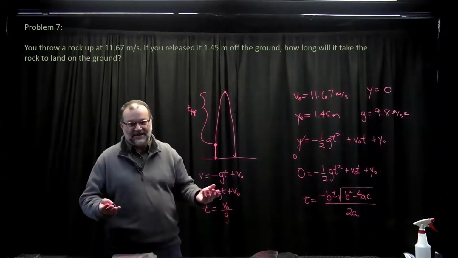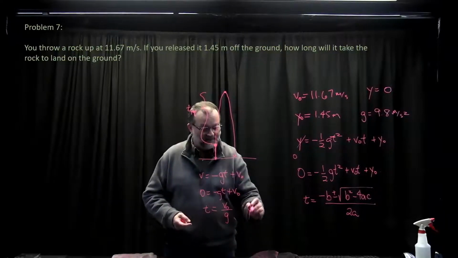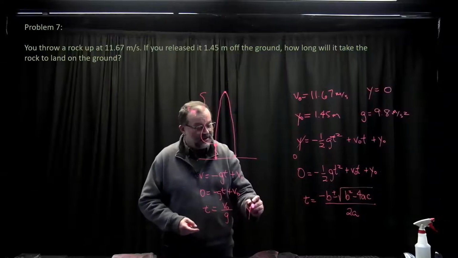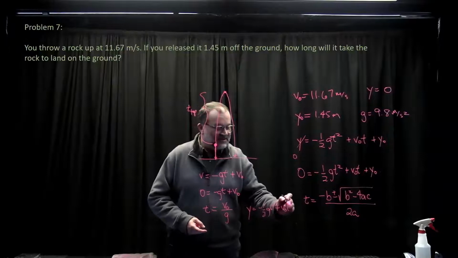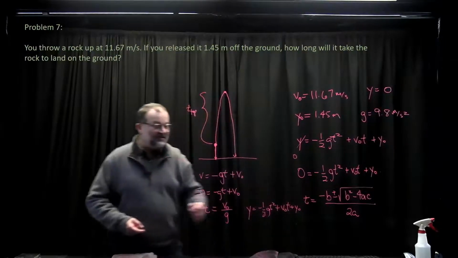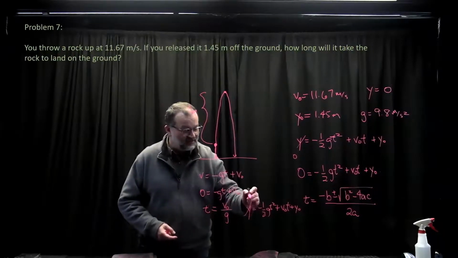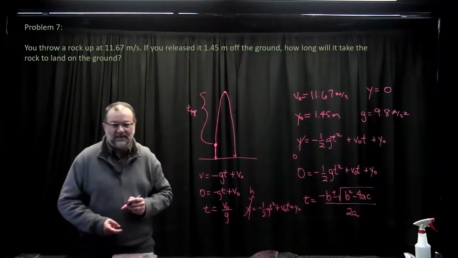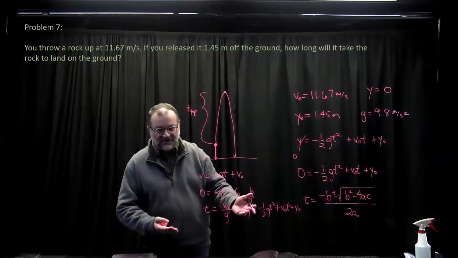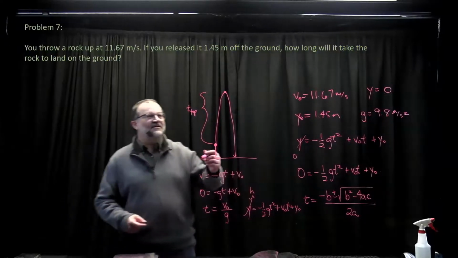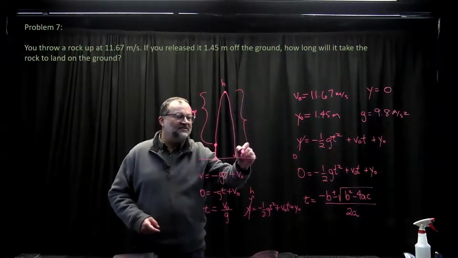Next question: how high is it when it gets up there? Well, we know the time. Y is minus 1/2 g t squared plus v naught t plus y naught. We can just stick it into this equation and find out how high it is. I'm just going to call that h. Once we know how high it is, the next piece is to figure out how long it takes to fall.